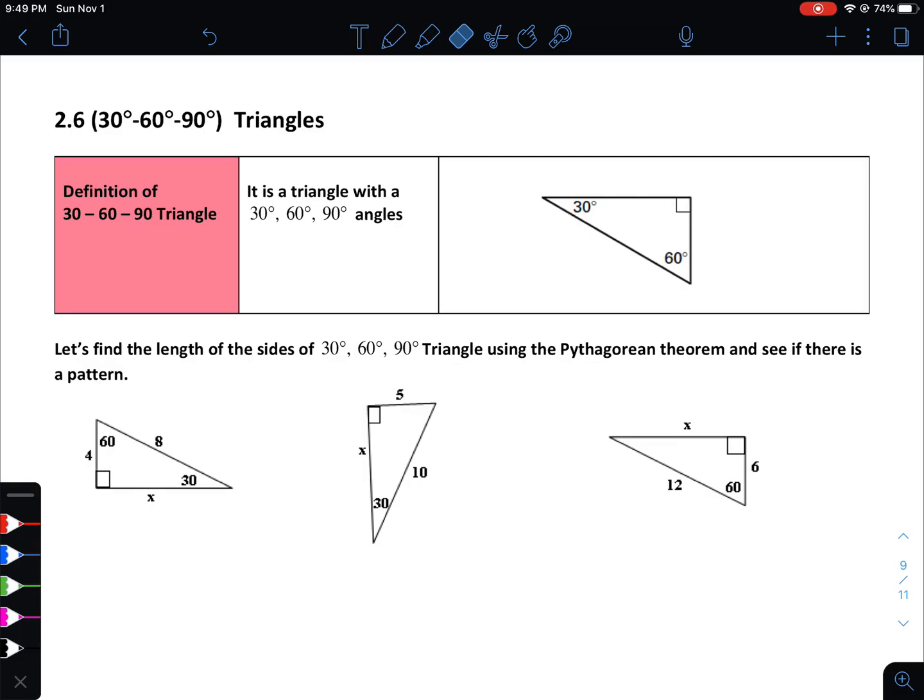All right, so in this video lesson, what we are going to be talking about is another type of special right triangle, which are commonly referred to as 30, 60, 90 triangles. So these are triangles where the measures of the angles are 30 degrees, 60 degrees, and 90 degrees.